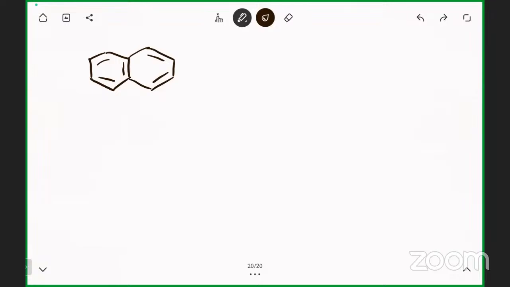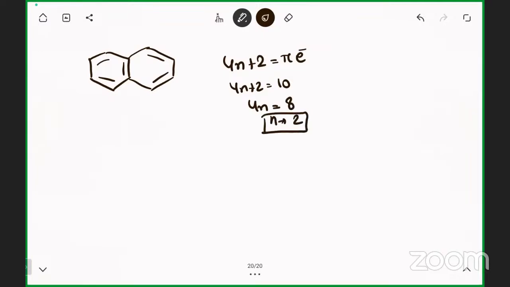Okay, so now let's move on to the Huckel rule. 4n plus 2 equals pi electrons. How many pi electrons are present here? 10. Very good. 4n plus 2 equals 10, 4n equals 8, n equals 2. So is this compound aromatic or not? Yes, sir, aromatic. This compound is aromatic.